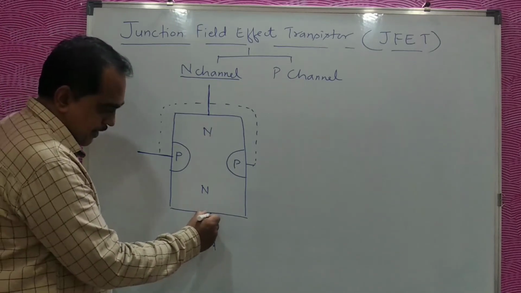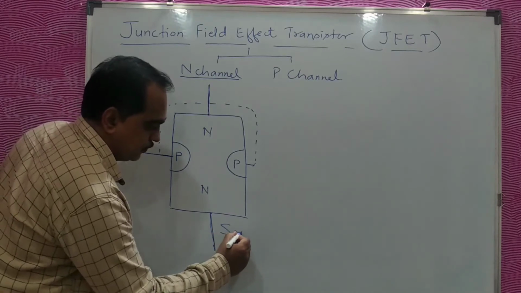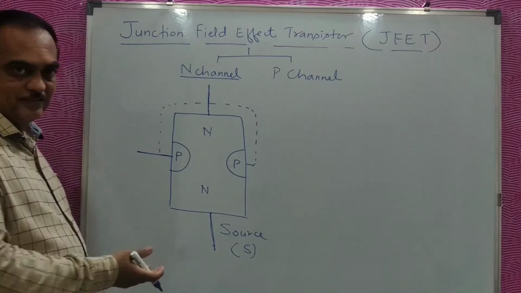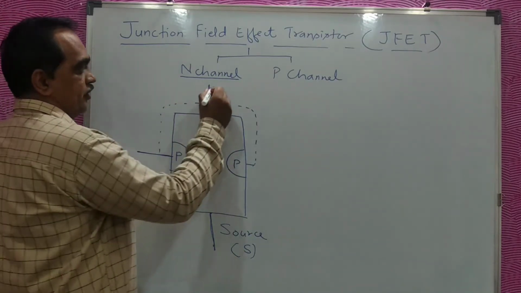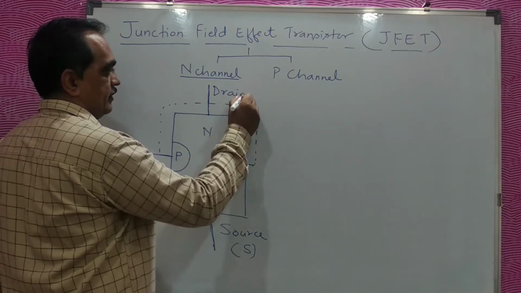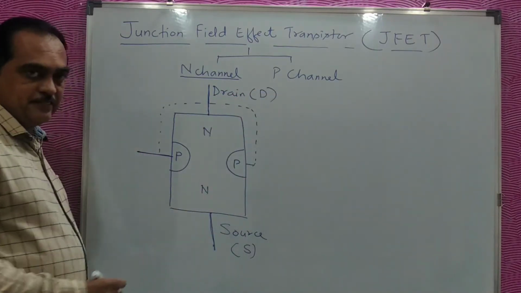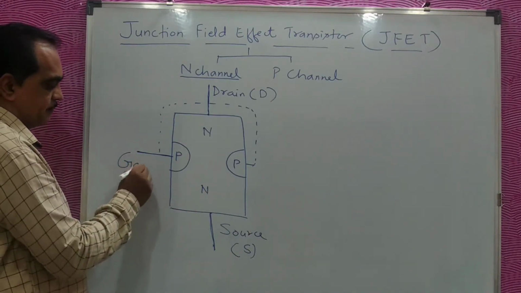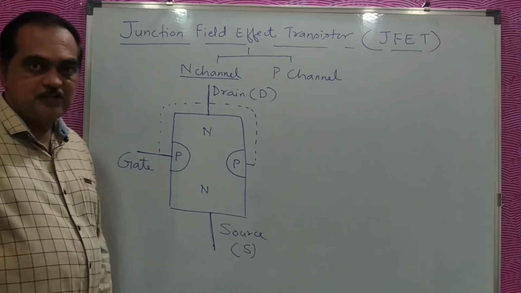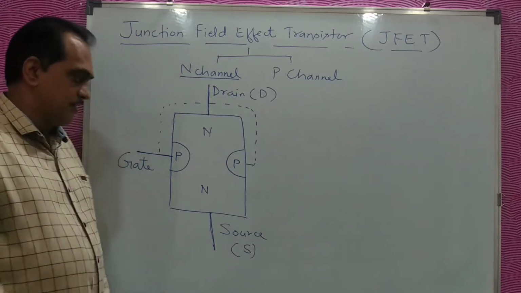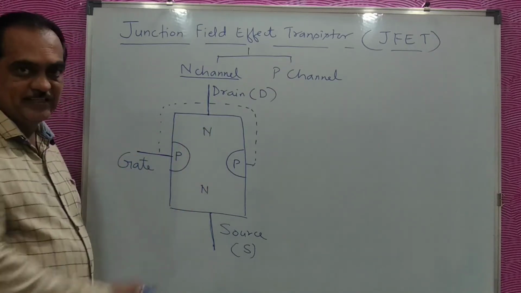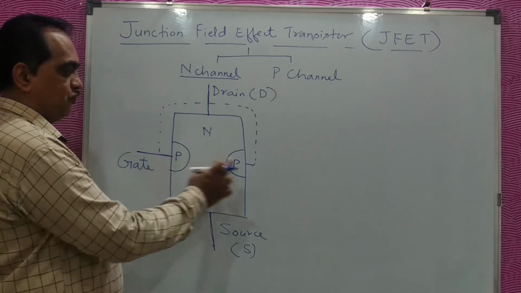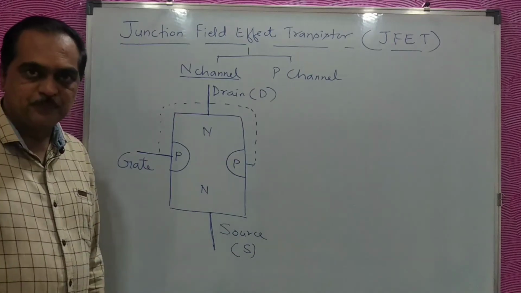So the down part, we will name it as source. And similarly, the same type of connection what we have on the top, we will name it as drain, D. And the terminal which is going to connect the P type of semiconductors will be named as gate. So JFET now is a three-terminal device. It is having source, drain and gate. Source and drain are for the main bar, and for the opposite type of semiconductor which are internally connected, you have a gate terminal.